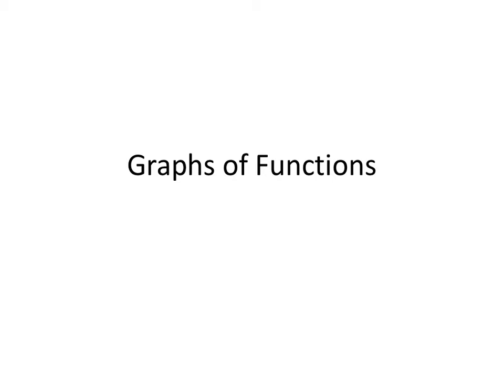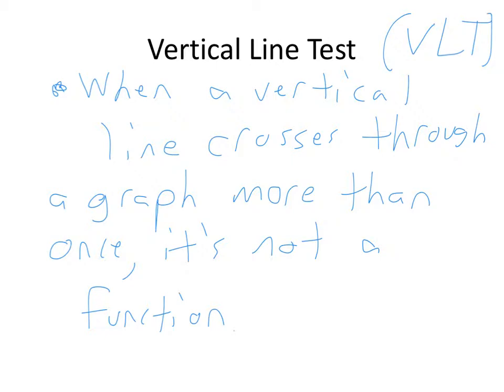Alright, today's video will go over graphs of functions. Pretty much the biggest test we have to tell if the graph of a relation is a function is by using what we call the vertical line test. The vertical line test, or VLT, you'll see me write that for shorthand, just means that when a vertical line crosses through a graph more than once, it's not a function.